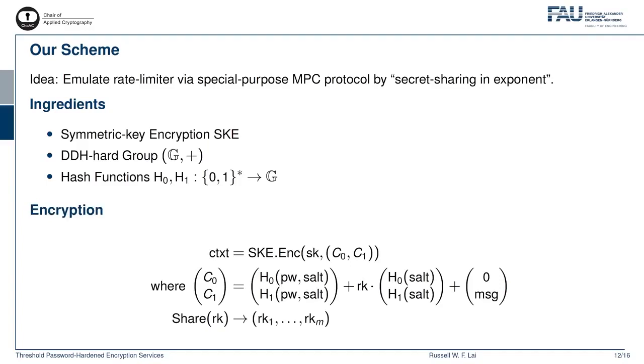Encryption works as follows. A ciphertext consists of a single symmetric key encryption ciphertext of 2 group elements C0 and C1, which consist of the message padded with the usual salted hash of the password, together with some pseudo-random value computed on the salt and with the key RK. And the key RK is secret shared into RK1 to RKM and distributed to the M rate limiters.